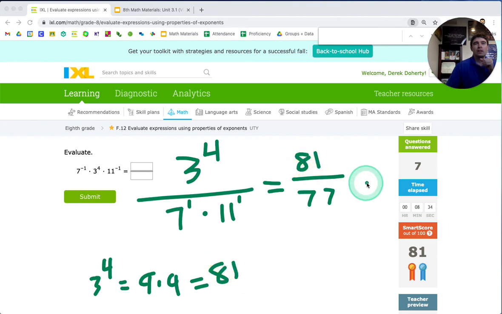And as I look here, 81 has factors of 1, 3, and 9. 77 has factors of 1, 7, and 11. They don't have any factors in common besides 1, so there's no way to simplify here. And this answer is just going to be 81 over 77.